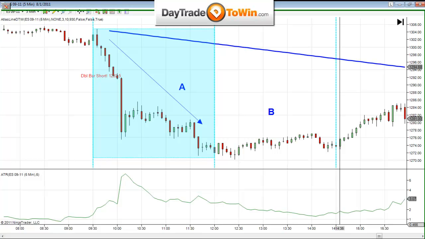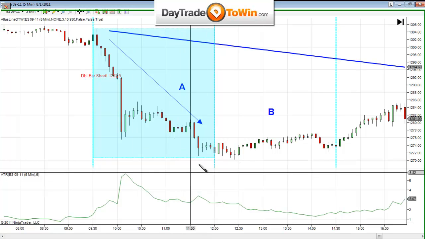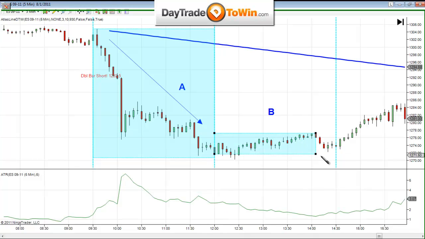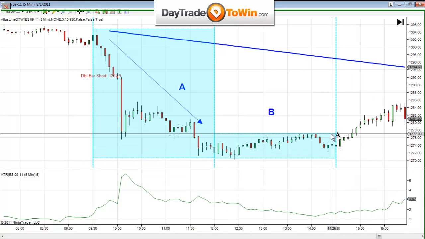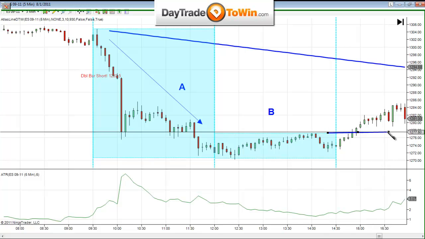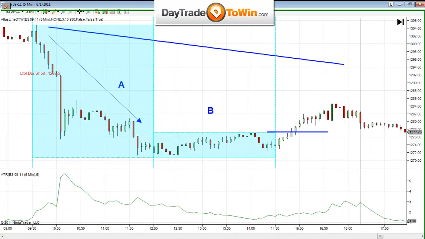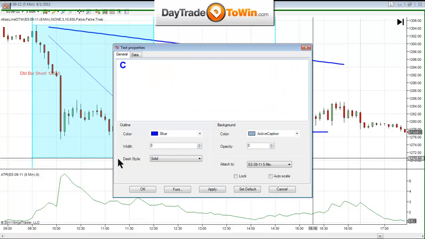So now we're looking for some action in the last part of the day right here. Let's go further into the future. C. Anybody see 2 consecutive closings above or below the range of B to get me to a trade? What do you think?